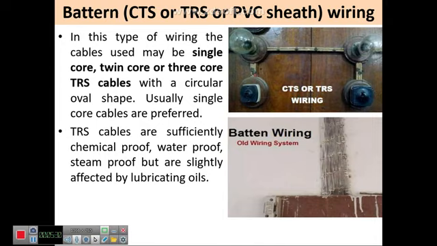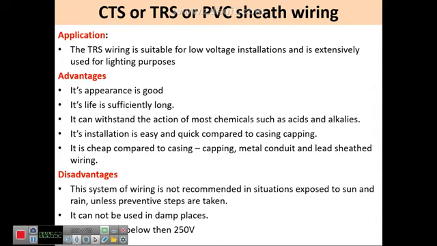So we can use single lead or double type of cores or 3-core TRS cables in the arrangement. It may be a circular or oval shape of arrangement. Usually we are using only single cables. This is the arrangement that was used in olden days. Olden days buildings had this kind of batten type of arrangement. Coming to the application of that arrangement, it is suitable for low voltage application and very ordinary lighting purposes.